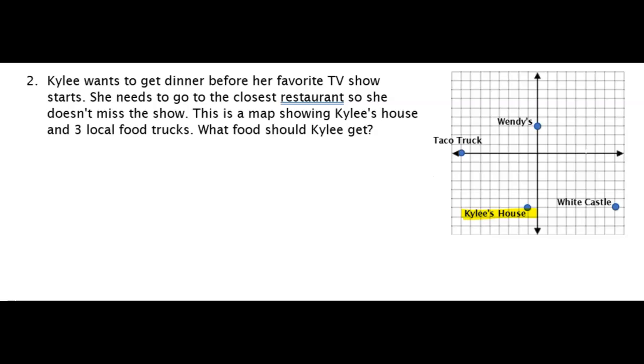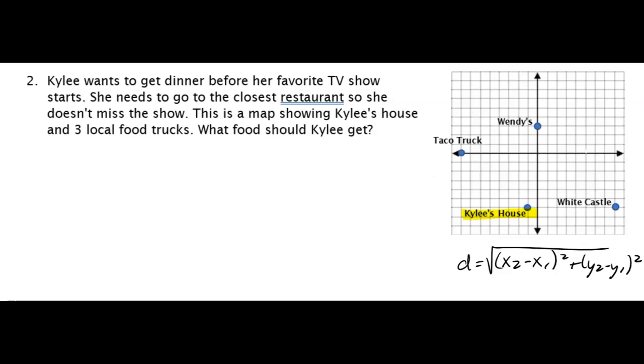And essentially what this means is which one is the closest, or which one has the shortest distance. So we're going to find the distance from Kylie's house to each of the different places where she could get food, and then we'll see which one is the smallest or the shortest distance. So the distance formula, just as a refresher, is the square root of (x2 minus x1) squared plus (y2 minus y1) squared. So the first thing I need to do is identify my points.